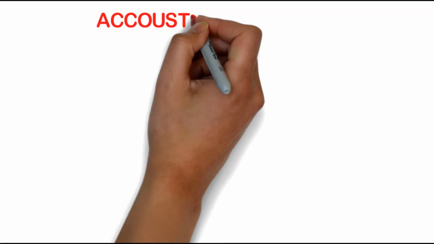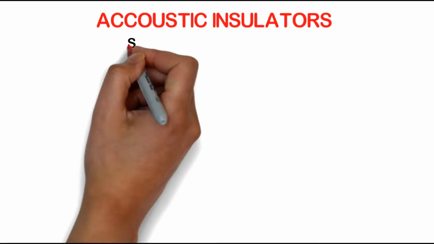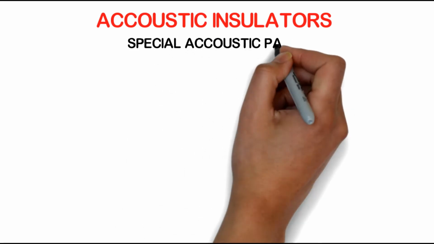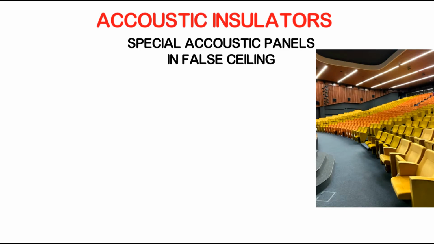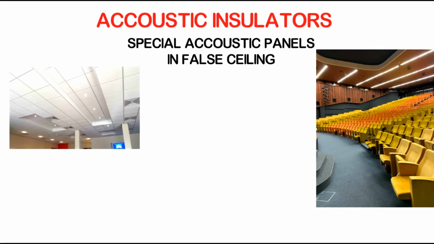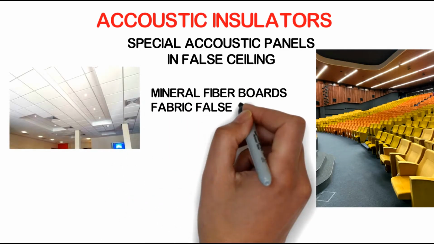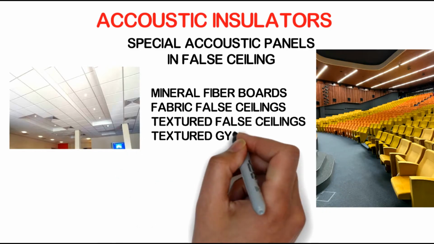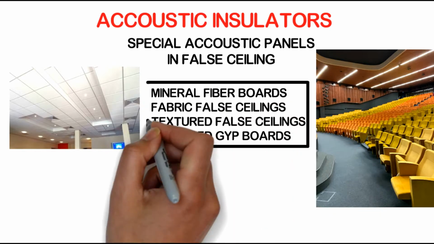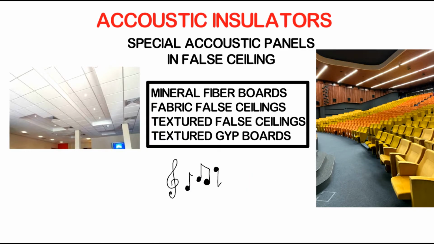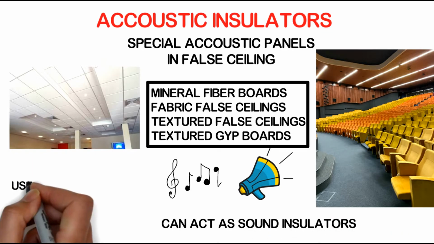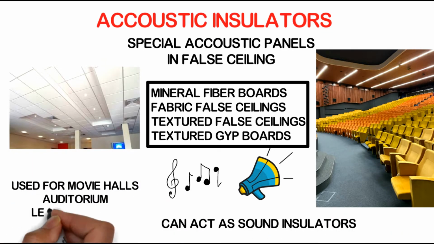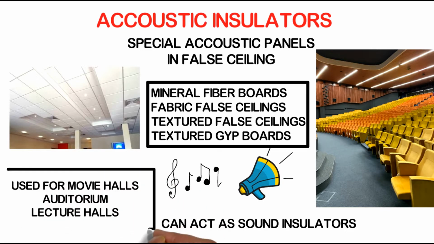Next is acoustic insulation. You can convert the false ceiling to acoustic insulators because the panels used for covering the ceiling can act as acoustic insulators. There are mineral fiber boards; you can use fabric, you can use textured false ceilings. These all have the quality to act as a sound insulator. And this is mainly used for movie halls, auditoriums and lecture halls.